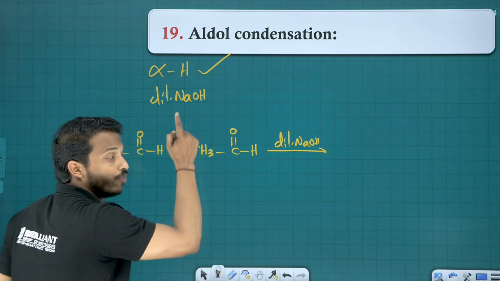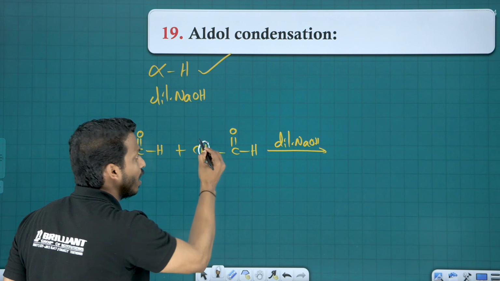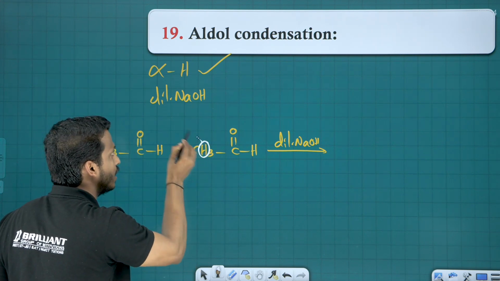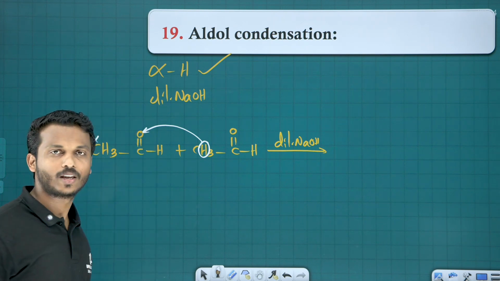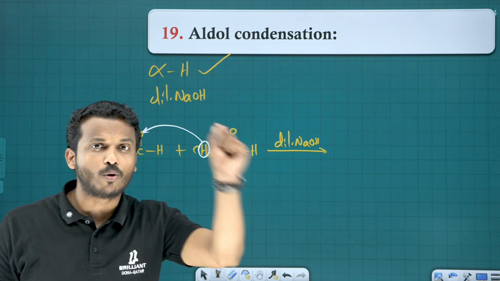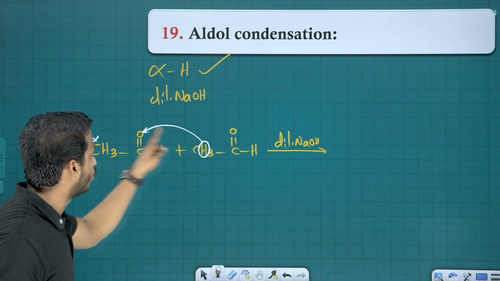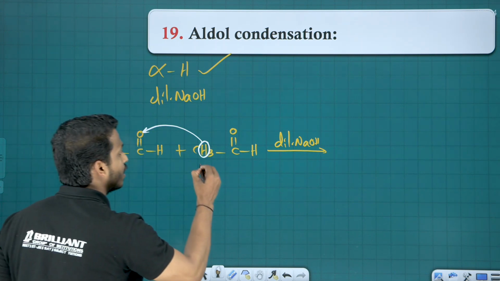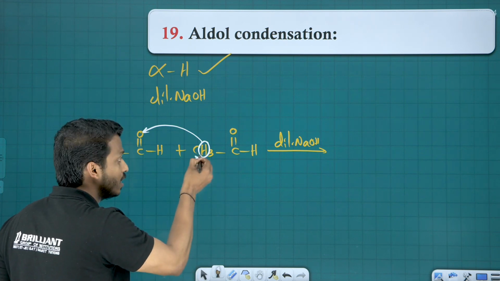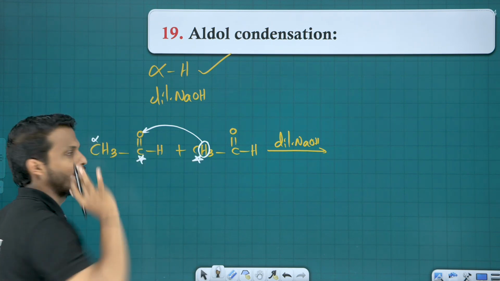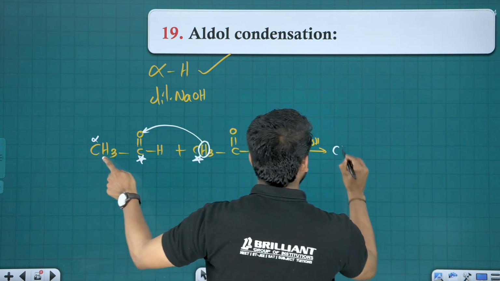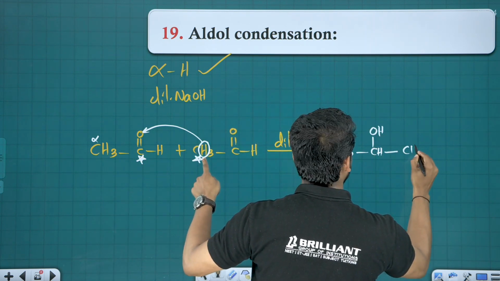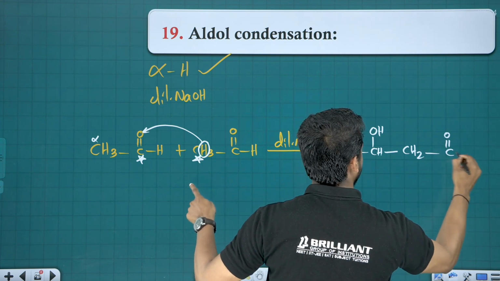Carefully listen. From the second compound, take one alpha hydrogen and give it to the oxygen of the first. Ready? So O becomes OH. And where you lose the hydrogen, this carbon connects to the carbon bearing the oxygen. Can you say the product? CH3 CH, the O becomes OH. What is left here? CH2 and then we have CHO.